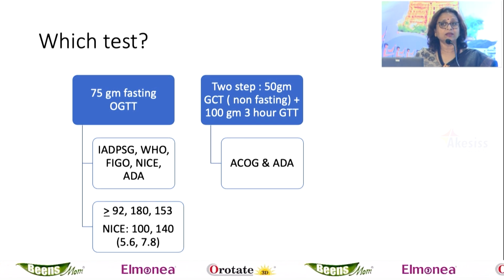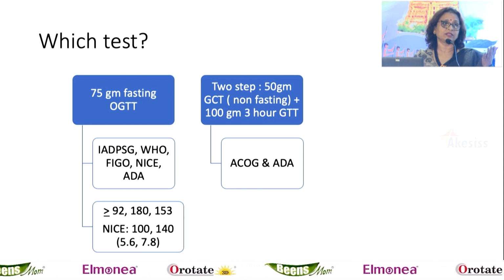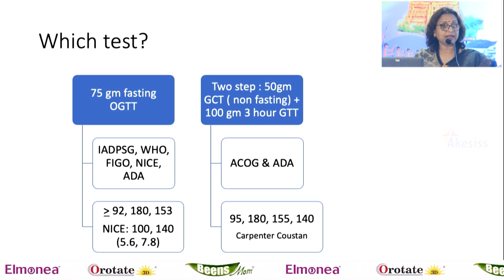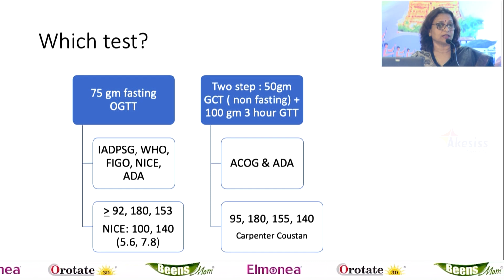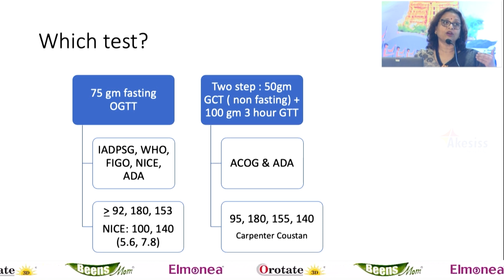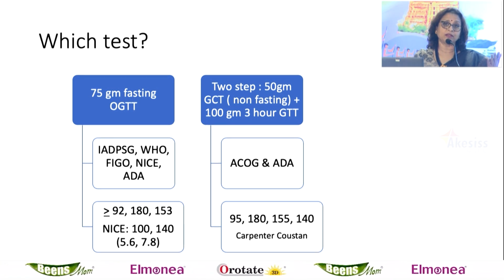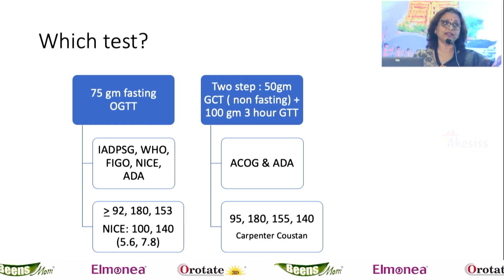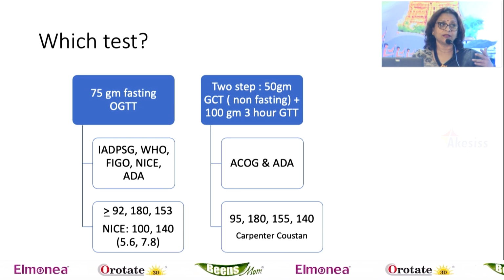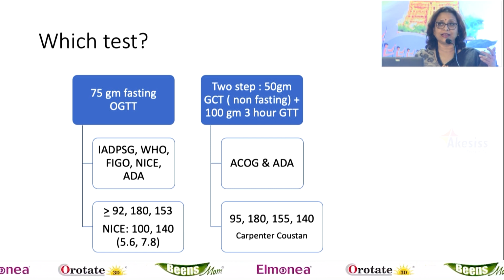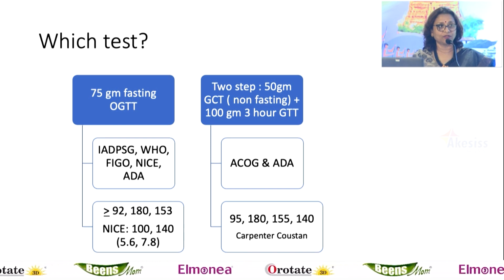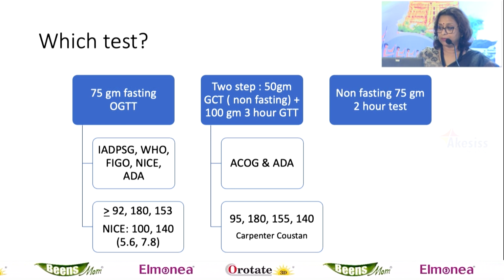I think given the percentage of women who are going to screen positive and then have another GTT, it probably doesn't make sense, and the Carpenter and Coustan criteria are no longer valid. They are based upon the risk of the woman subsequently developing type 2 diabetes and have nothing to do with pregnancy outcomes. Carpenter and Coustan themselves talk about the fact that their cutoffs are no longer relevant, so we really should not be using those numbers at all.